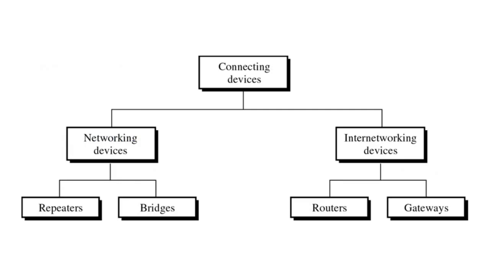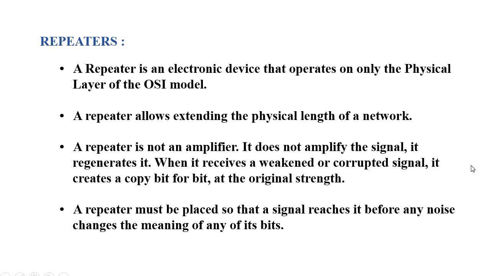So, connecting devices. The connecting devices are classified into networking devices and internetworking devices. The networking devices are repeaters and bridges. The internetworking devices are routers and gateways. The first one is the repeater. A repeater is an electronic device that operates only on the physical layer of the OSI model.